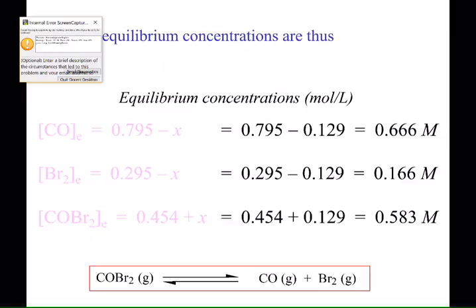I think the 0.454 is supposed to be for the Br2. Yeah, if you just switch the label, put Br2 where CO is, and flip those, you'd be right. And then your CO has a 0.795 here. That was squirrely. I totally botched that.